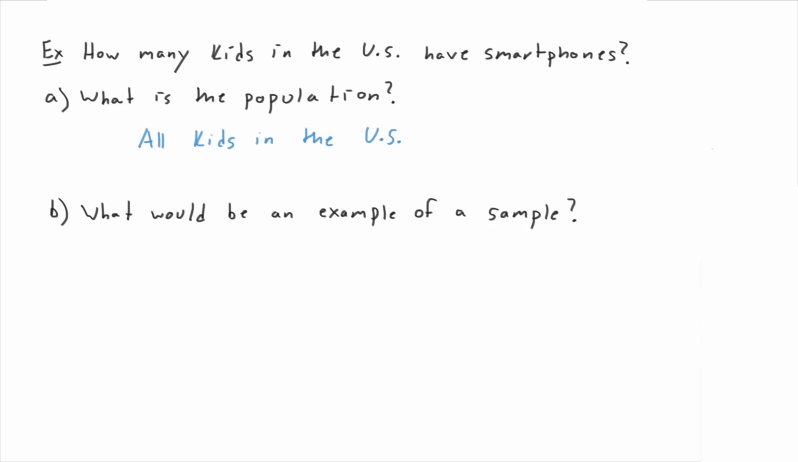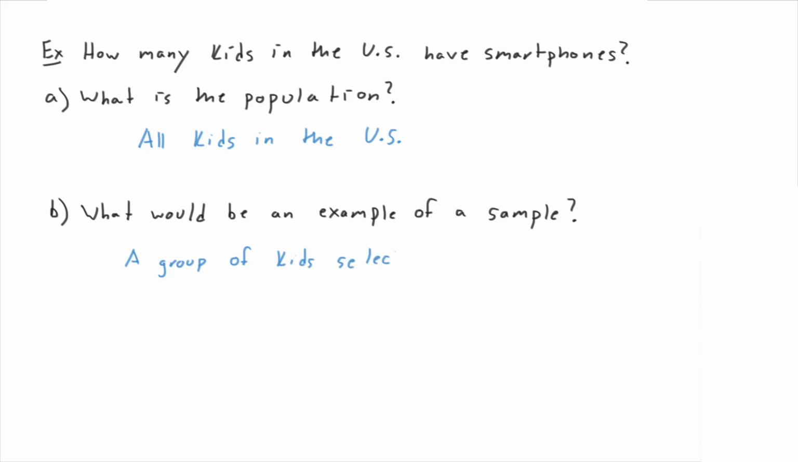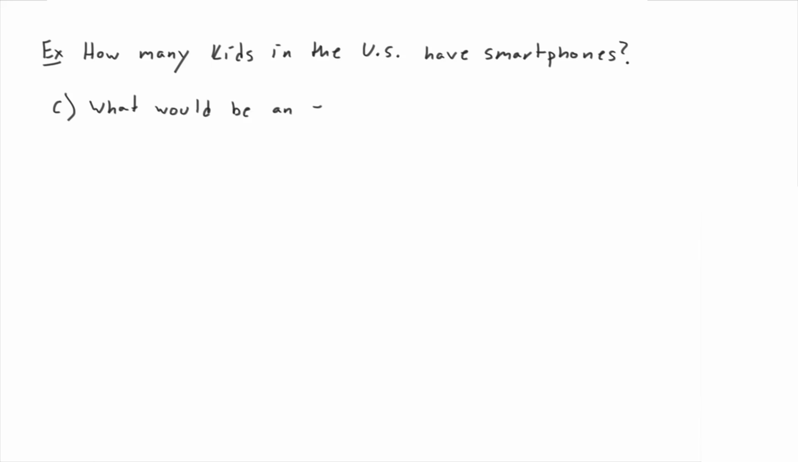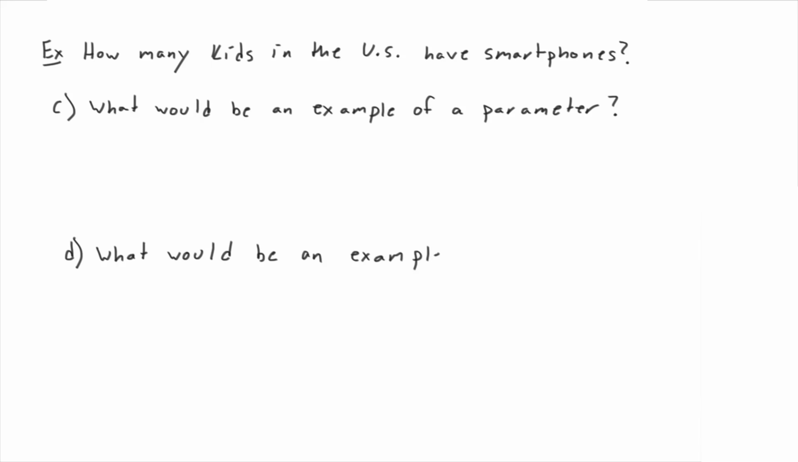So what does that look like? Maybe we pick a dozen schools randomly across the country and ask each of their students. Say this totaled to asking 2,500 students or something. These 2,500 kids, those would be a sample of the full population. Now I want you to ask yourself, in this case, what would be an example of a parameter and what would be an example of a statistic?